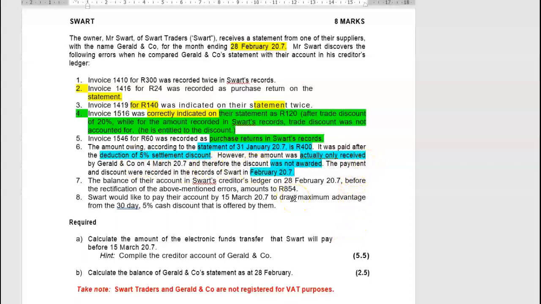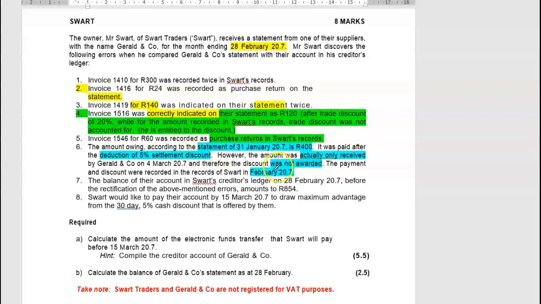Now, the first thing that you should note is that when we paid this outstanding balance, we would have debited our creditors account. So we've already done that. The second thing that you should take note of is that we debited the account with a full 400 Rand, but that was not the amount that we paid to the creditor. How much did we pay to the creditor? We only paid 400 times 95%, i.e. 380 Rand, because we have utilized a 5% settlement discount.